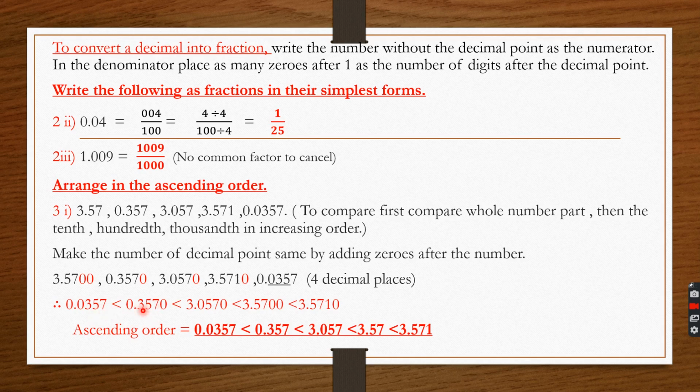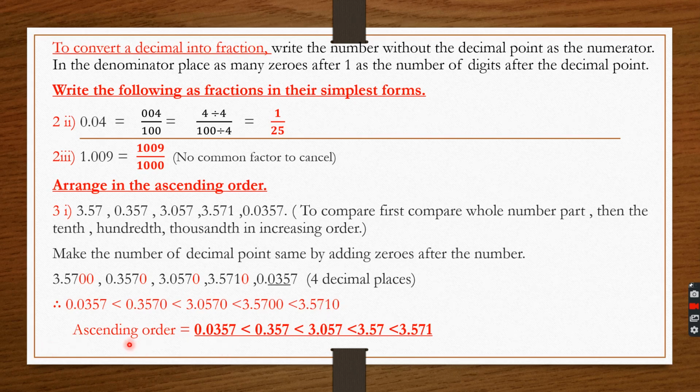Now we have to compare the next 3 numbers. The next 3 numbers are 3.57, 3.057, and 3.571. Here, after the 3, there is a 0. Therefore, this is the next smallest number. Then there are two numbers, 3.57 and 3.571. When you check the numbers, the next smallest number is this one, and this is the biggest number among the 5.